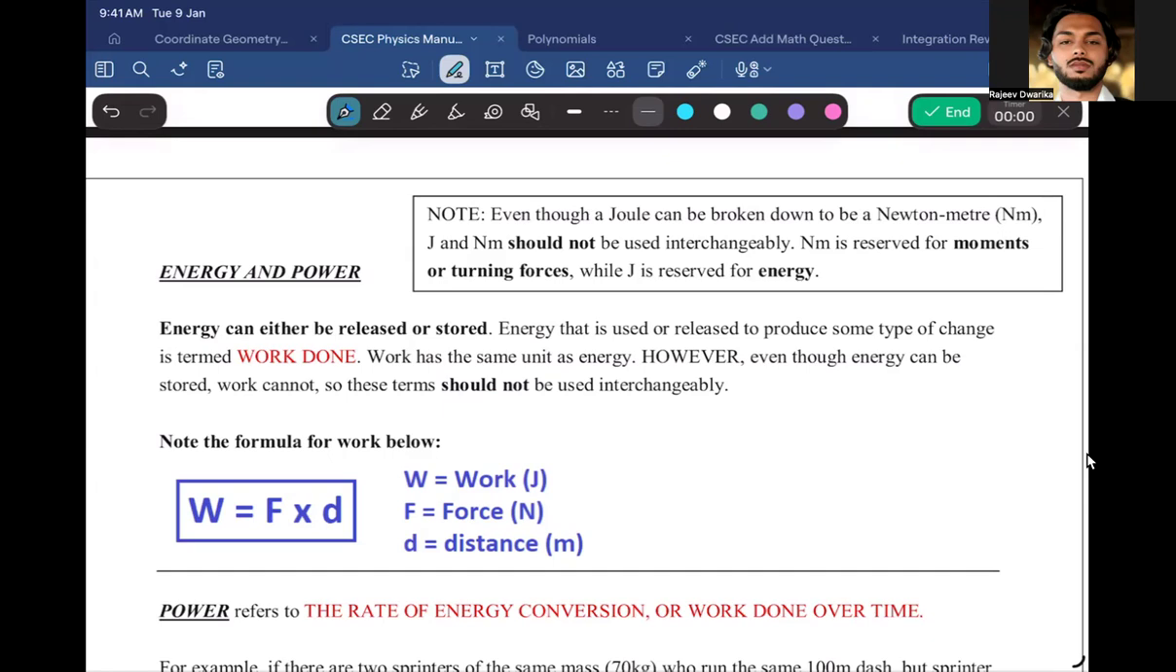So W is equal to F by D. Please remember this. F is force in newtons, D is distance in meters, and W is work done, so that's in joules. Right? When you do a moment question, the unit for moment is Newton meter. You will not use it interchangeably like they said, right? You cannot say it's joules. It's Newton meter. All right.